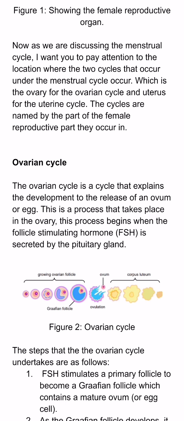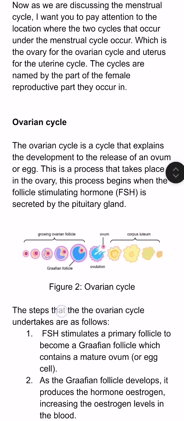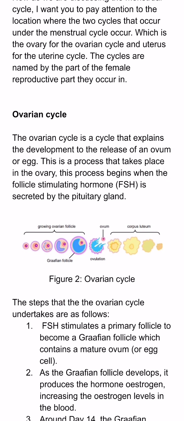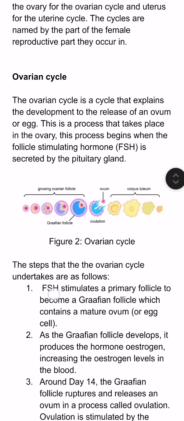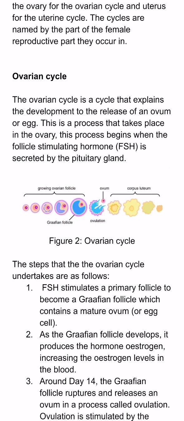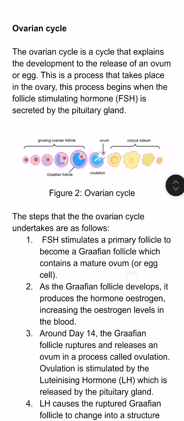The ovarian cycle explains the development to the release of an ovum or an egg. Females carry an egg that needs to be fertilized by the sperm, so that an embryo or a fetus can be formed, so that a baby can be born. This process takes place in the ovary, so that's the location. The process begins when the follicle stimulating hormone, the FSH, is secreted by the pituitary gland.